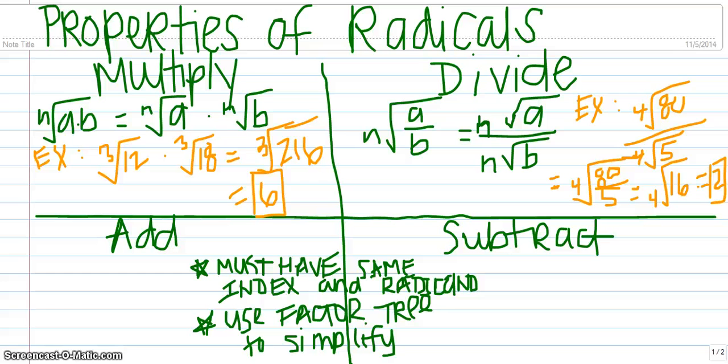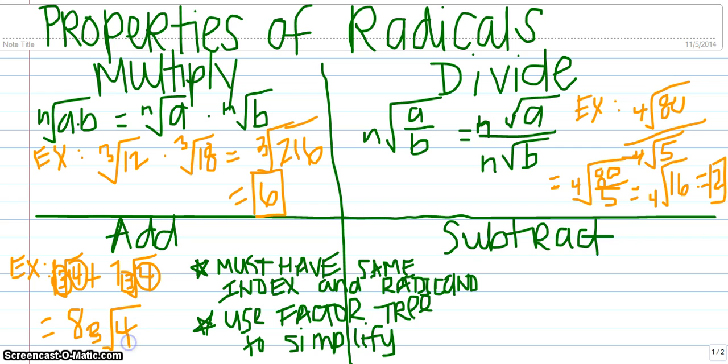So if I look at an example of adding, I have the cube root of 4 plus the 7 cube roots of 4. In this case, I do have the same index and the same radicand, so I can go ahead and just add this. So I have 1 cube root of 4 plus 7 cube roots of 4 is going to give me 8 cube roots of 4. And that would be my final answer for that one. So that one I didn't have to simplify any further because it gave me the same index and the same radicand.